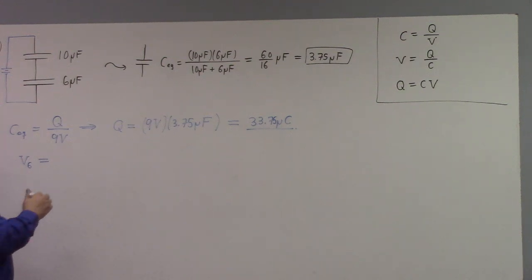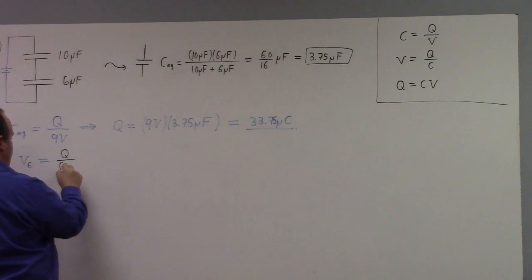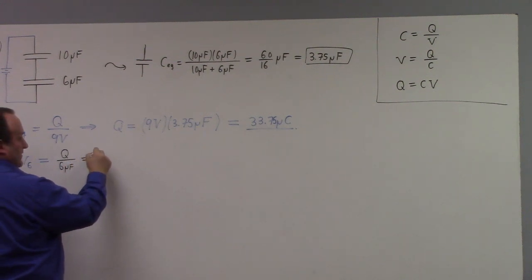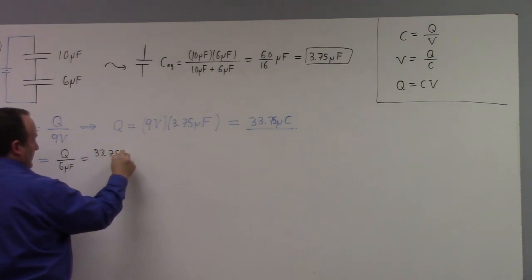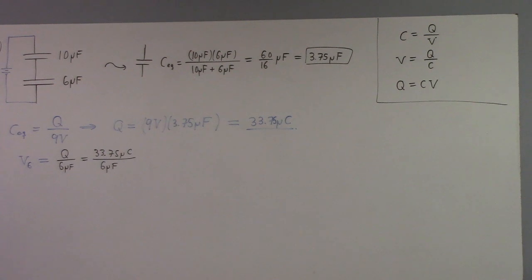So to find voltage, I take Q, and I divide by 6 microfarads. So in other words, I get 33.75 microcoulombs divided by 6 microfarads. The micros cancel. What do we got?